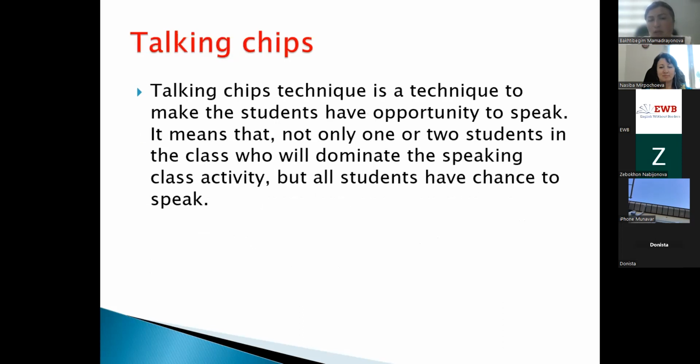The other type is talking chips. The talking chips technique gives students the opportunity to speak. It means that not only one or two students in the class will dominate the speaking activity, but all students have a chance to speak.